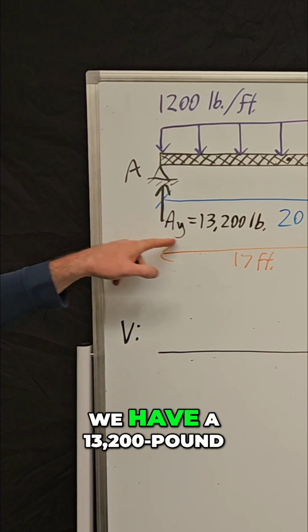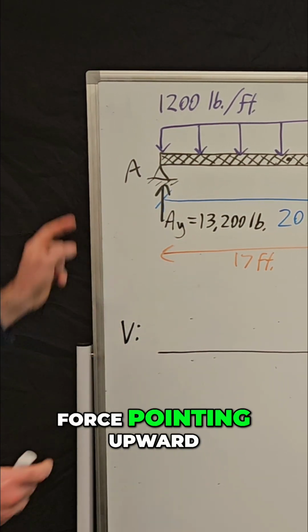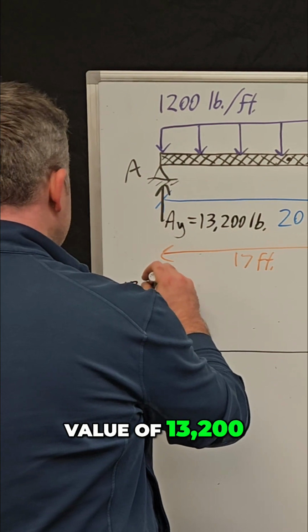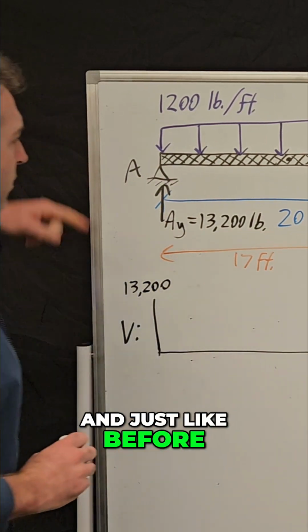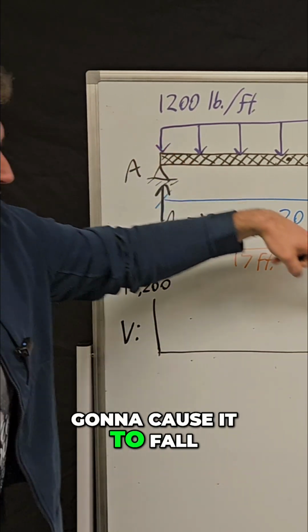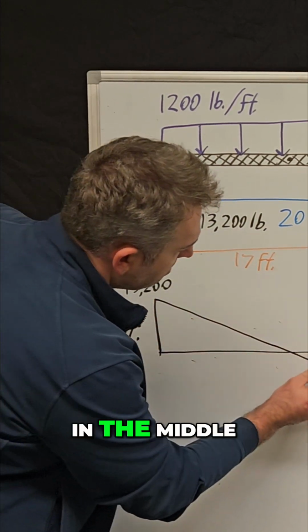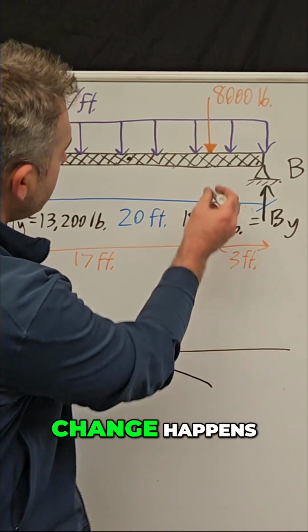Right off the bat, we have a 13,200 pound force pointing upward. So we're going to go straight up to a value of 13,200. And just like before, this distributed load is going to cause it to fall. So it's going to keep dropping. The shear will reach 0 in the middle. But here's where the change happens.